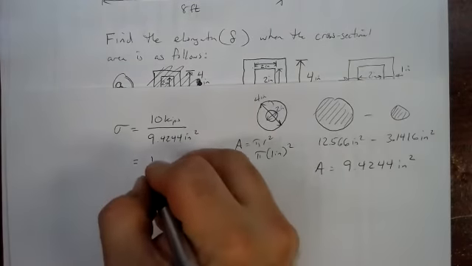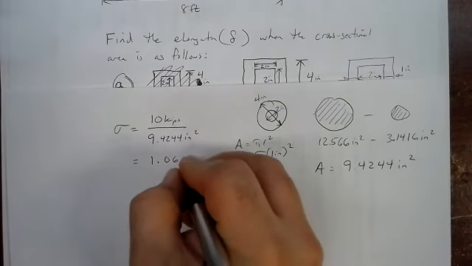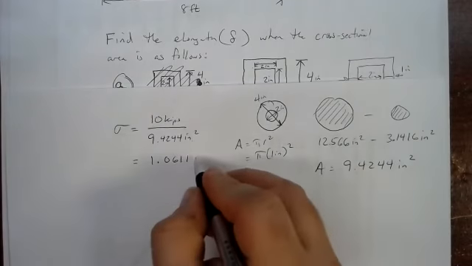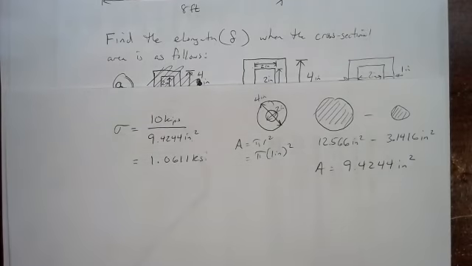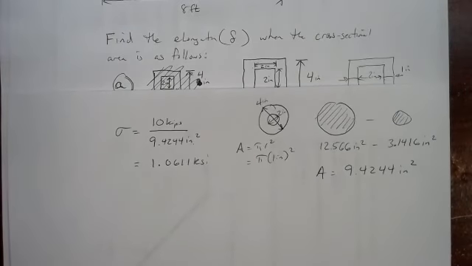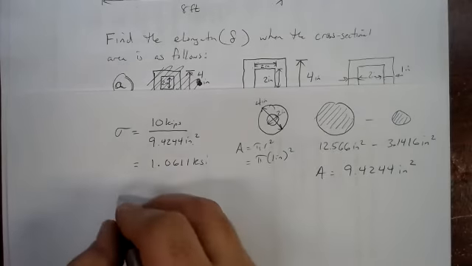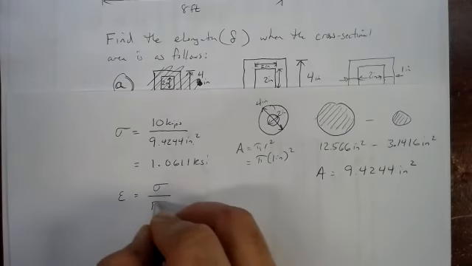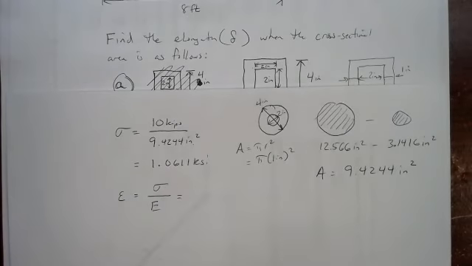Now that gives me a stress of 1.0611 kips per square inch, or KSI. So our stress finally breaks 1. We've got 1 point something KSI, 1,000 pounds plus a little more, 1,061 pounds on each square inch. So there's our stress. The strain is the stress divided by the modulus of elasticity.